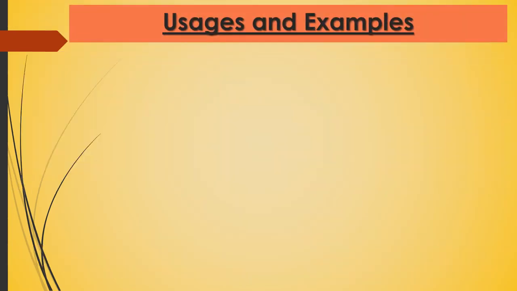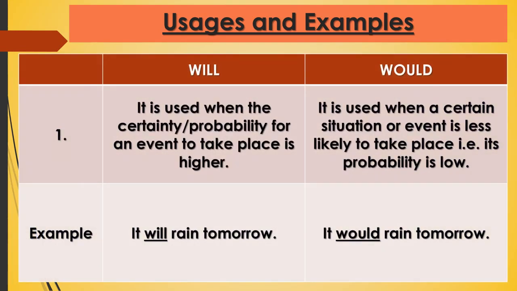Let's see the different usages of will and would with examples. Number 1. Will is used when the certainty or probability for an event to take place is higher. For example, it will rain tomorrow. So here it shows 90% chances of rain. While would is used when a certain situation or event is less likely to take place, that is, its probability is low. For example, it would rain tomorrow. So it shows a 60 to 65% chance of rain.